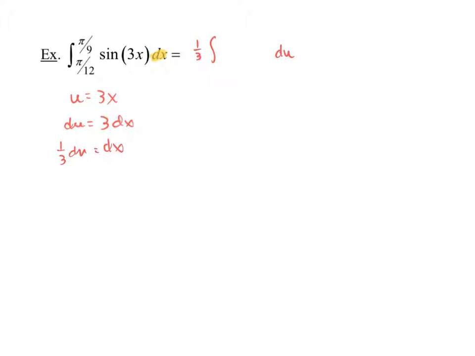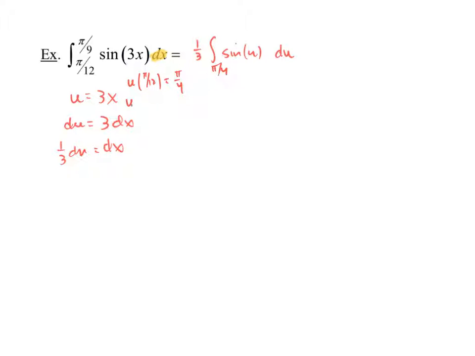Now, the part that I did not highlight, the sine of 3x, is going to become the sine of u. And the last thing I want to do is change my bounds, because right now these bounds, pi over 12 and pi over 9, are in terms of the variable x. And I want new bounds in terms of the variable u. So u of pi over 12 is going to equal 3 times pi over 12, which is going to be pi over 4. And that's going to be my new lower bound.